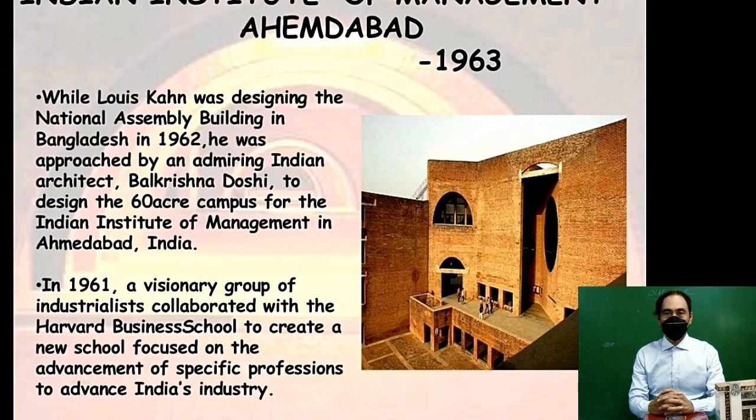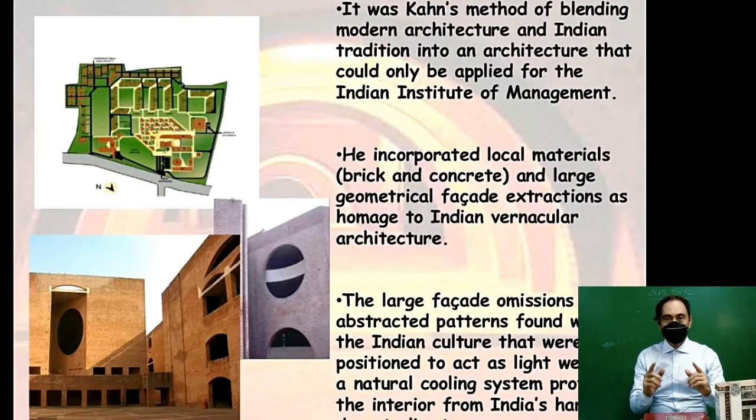The Indian Institute of Management, Ahmedabad, 1963. While Louis Kahn was designing the National Assembly building in Bangladesh in 1962, he was approached by an admiring Indian architect, Balkrishna Doshi, to design the 60-acre campus for the Indian Institute of Management in Ahmedabad, India. In 1961, a visionary group of industrialists collaborated with the Harvard Business School to create a new school focused on the advancement of specific professions to advance India's industry.